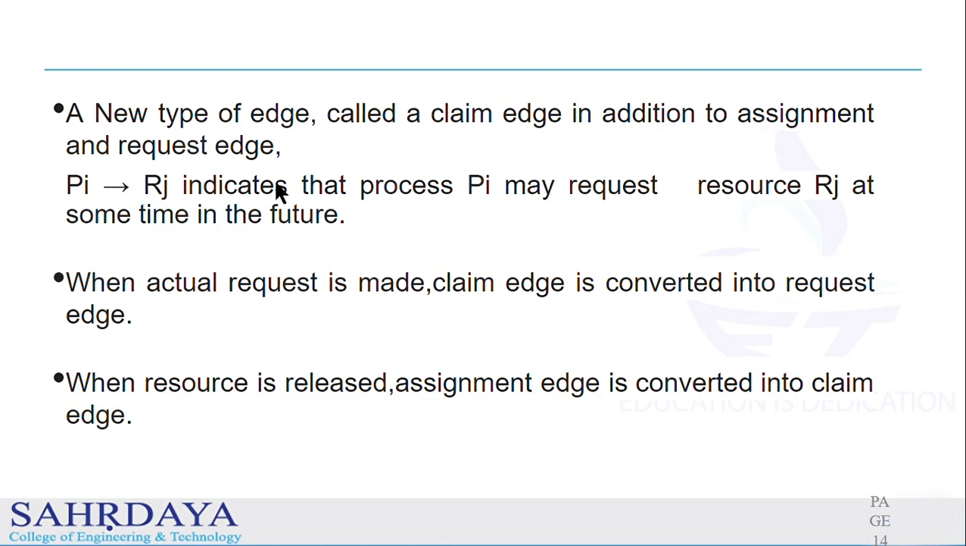We say that a new type of edge called a claim edge, in addition to assignment and request edges, Pi to Rj, indicates that process Pi may request resource Rj at some time in the future. When the actual request is made, the claim edge is converted into a request edge. When the resource is released, the assignment edge is converted to a claim edge. So let us take an example.